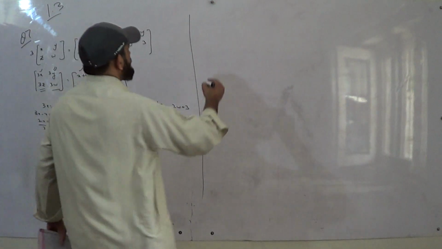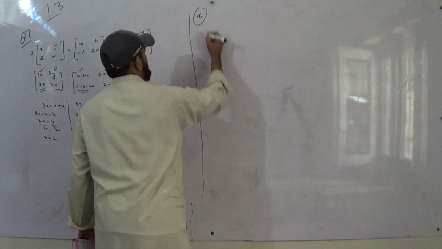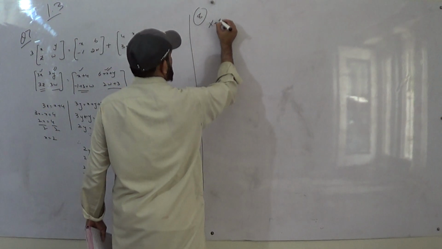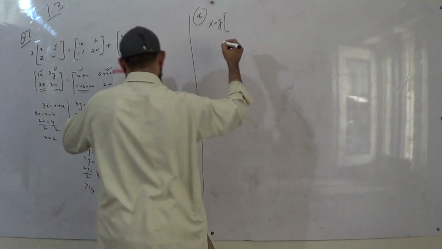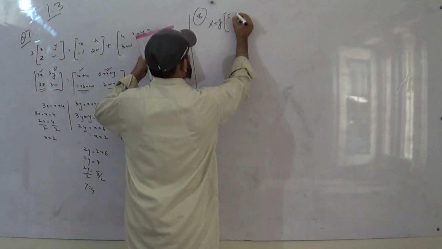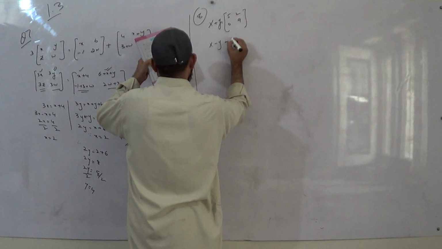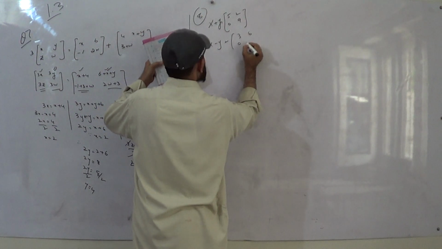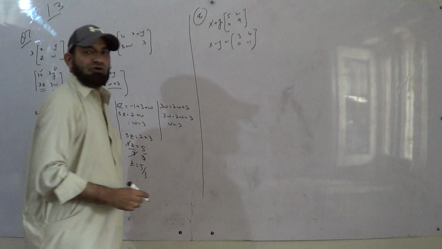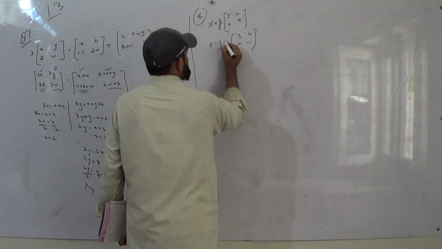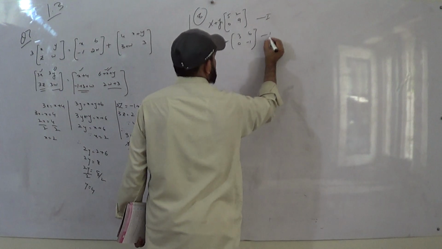Now we solve question number 8. He has given x plus y equal to the matrix [5 2; 0 9]. X minus y equal to [3 6; 0 -1]. He has said to find the values of x and y. Now it's equation number first, it's equation number second.